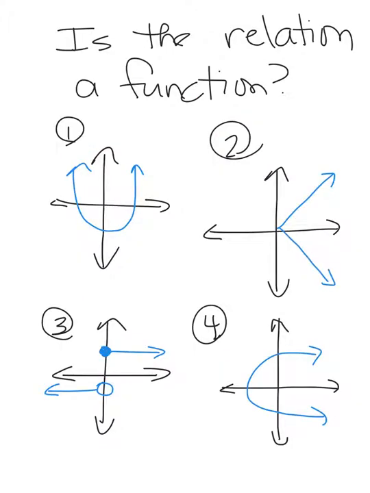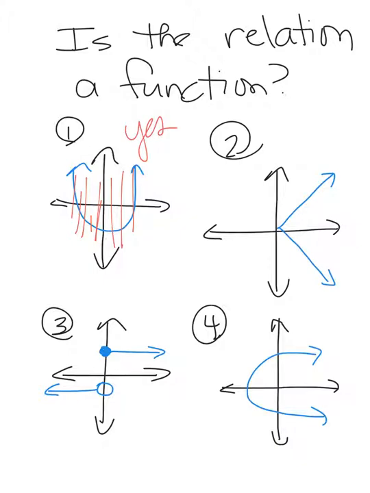So again, the question is, is the relation a function? Let's look at number 1. If I were to draw a vertical line up and down anywhere on this blue part of this graph, I'm only going to hit that blue part just once. So that's yes, that passes the vertical line test, that is a function.